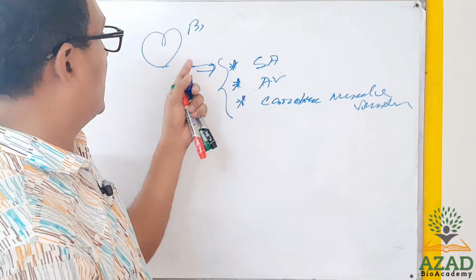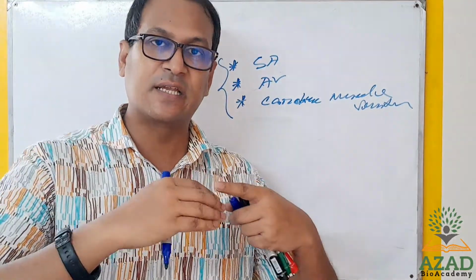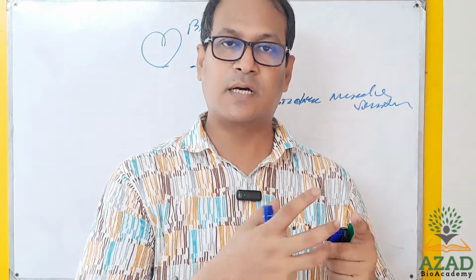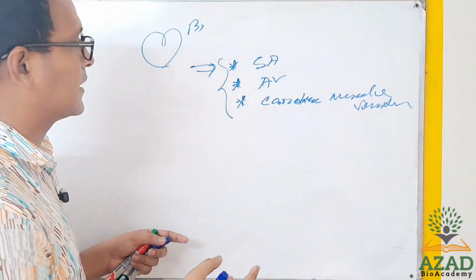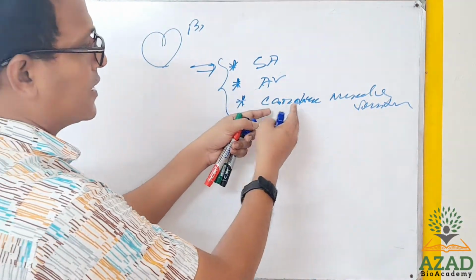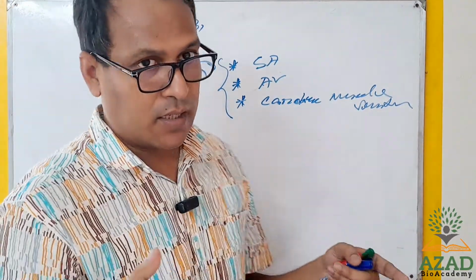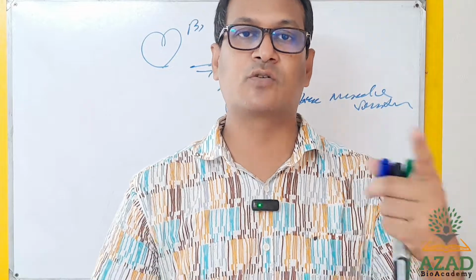Because SA node, AV node, bundle of His, Purkinje fiber, it will just increase the conduction of action potential. So that is the dromotropic effect. Okay. Now, if you think of cardiac muscle, when beta 1 is activated, it will contract the cardiac muscle. So enforced contraction, that is the inotropic effect.